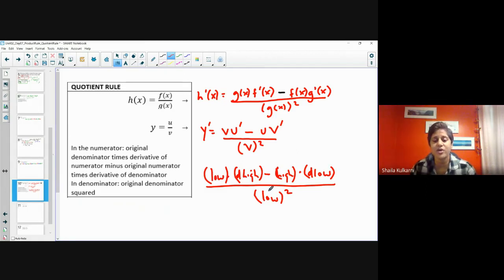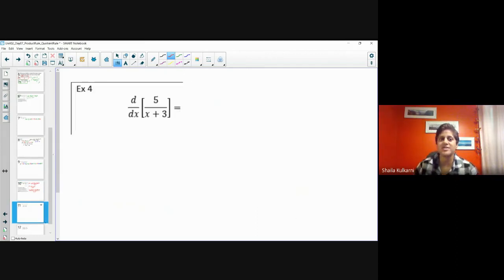And then take the original denominator and square it. Low low, or low squared. Low d high minus high d low all over low squared. Low d high minus high d low all over low low. Doesn't matter how you do it. Okay, so I'm going to do that every time I do this.